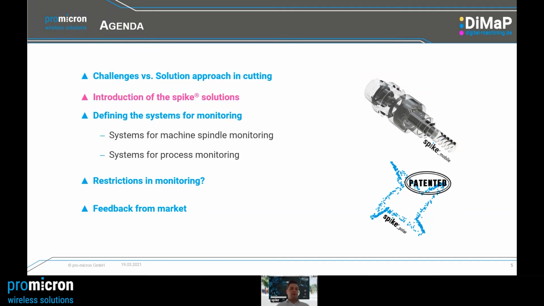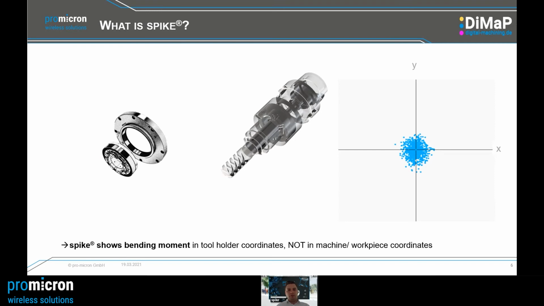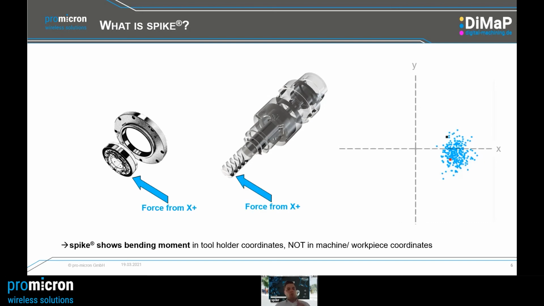Let's go directly into the Spike system again. Many of you already know it. For them who don't know it, what is Spike? What is so unique? We have two measuring systems, or the sensors can be located in the spindle of DMG Mori or Group, or on the mobile retrofittable holder. We measure the bending moment in X and Y direction.